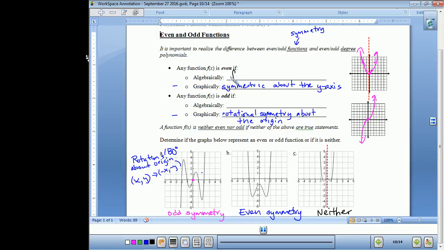With an even function, if we plug in the opposite of x and we get out the original function, it is considered even. So when we plug in a negative x, all of our terms remain the same. But with odd symmetry, if we plug in the opposite of x, we get the opposite of the original function, which means that all of our terms become the opposite.